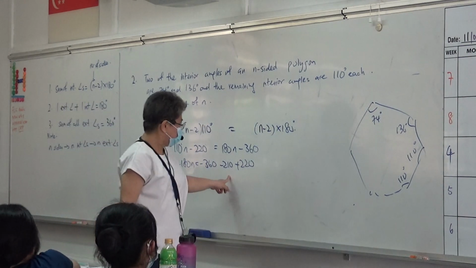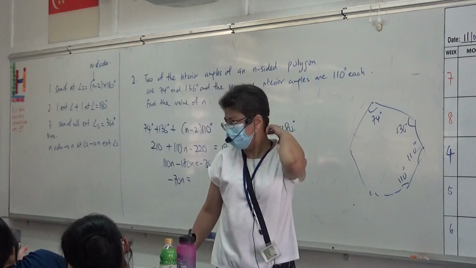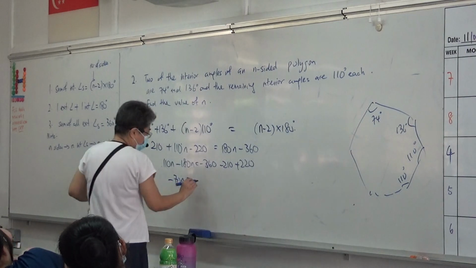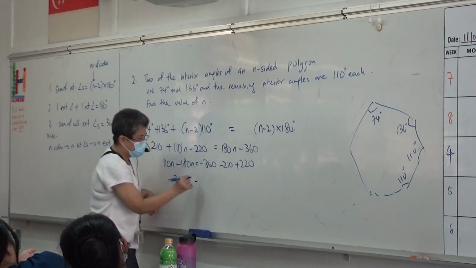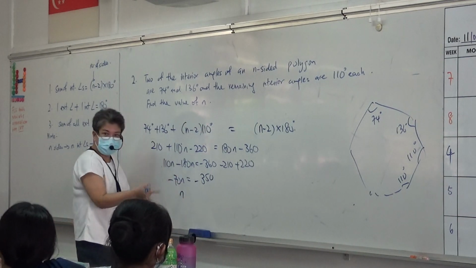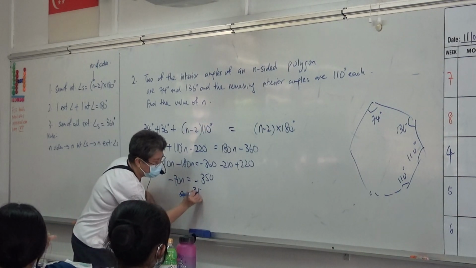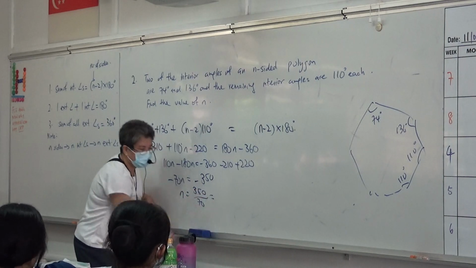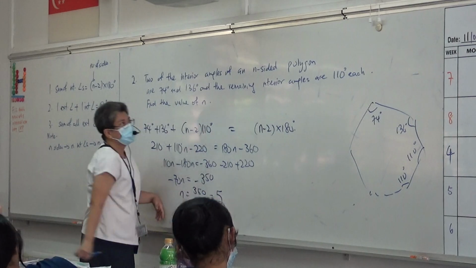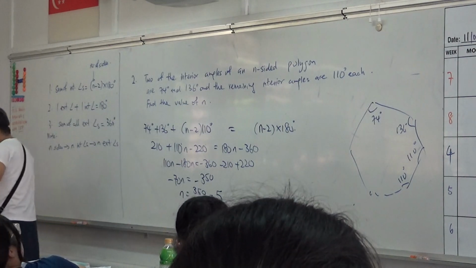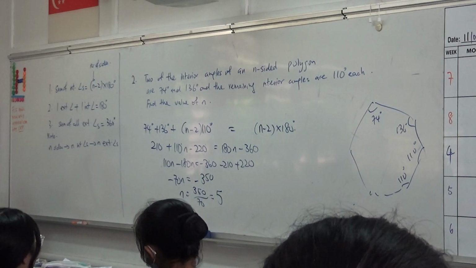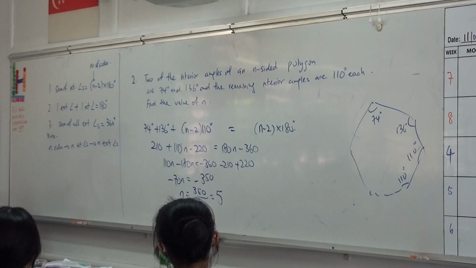Okay, can you do this for me? Negative 360 minus 210 plus 220. How much is that? Negative what? 350. So, both negatives will drop, right? And it will be 350 over 70. What's the answer? 5. So, this n is 5. That means what kind of polygon is this? 5-sided. So it's a pentagon.